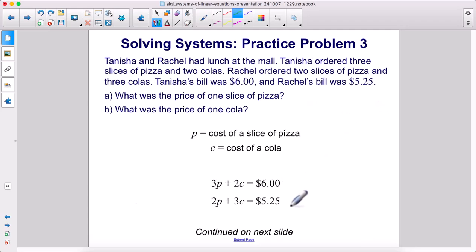Here are our two equations. We're going to let P equal the cost of a slice of pizza and C equal the cost of a cola. We know that 3 slices of pizza and 2 colas equaled $6. We also know that 2 slices of pizza and 3 colas equaled $5.25. We have two equations with 2 unknowns, so we can solve the system of linear equations.